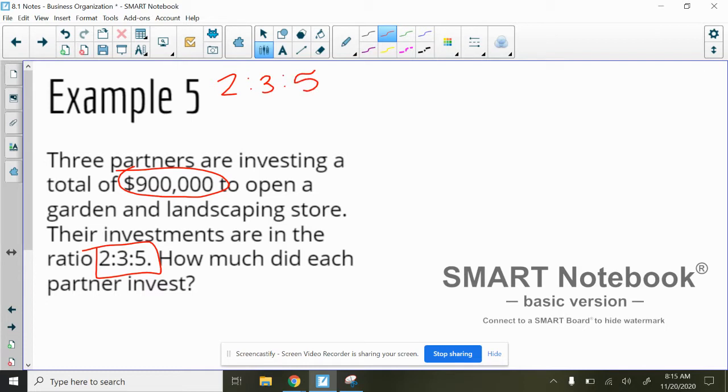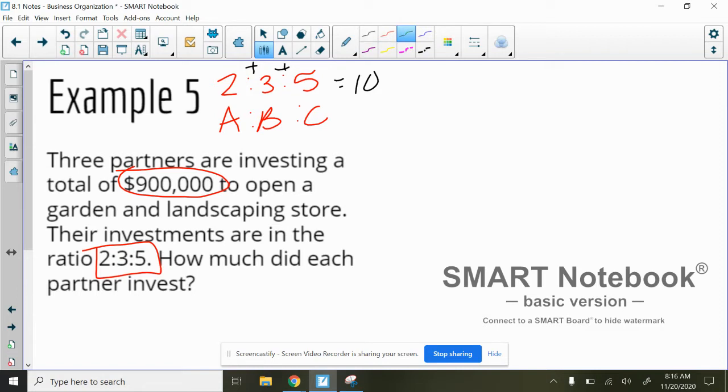Since they didn't give us any names, I'm just going to call this person A, person B, and person C. That's the ratio. The other thing that we need to do is total that up. So for the ratio for the investments, we're going to add 2 plus 3 plus 5, which gives us a total of 10. We're going to need that to find out how much each person invested.